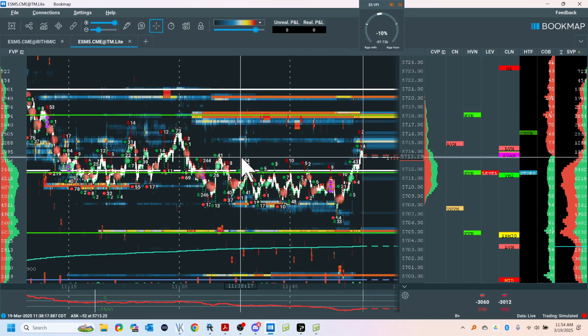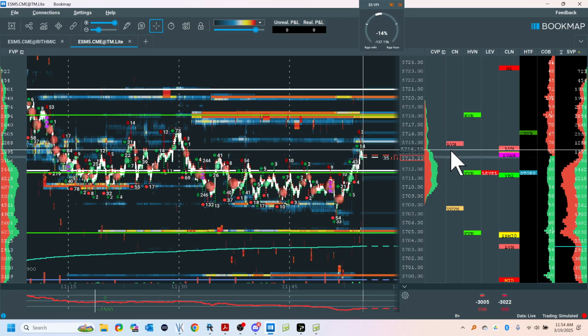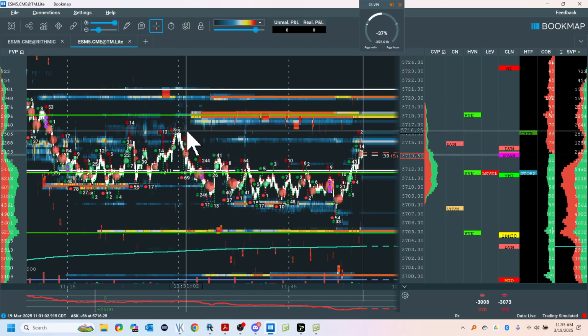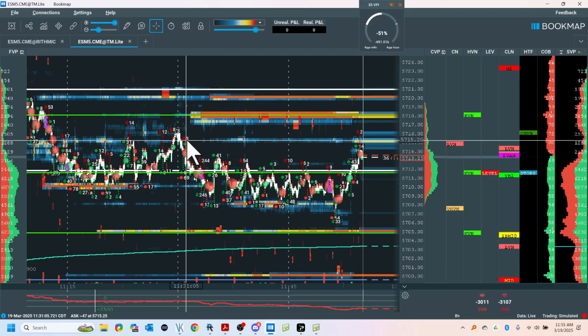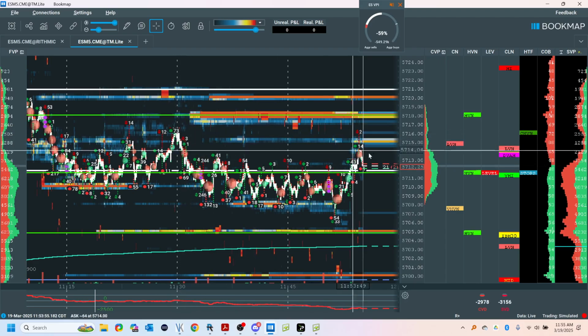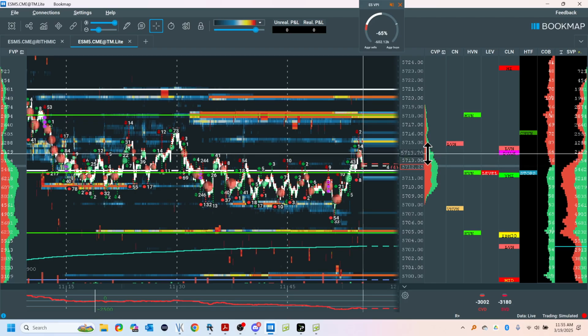But we know where the stops are. They're out here. So this trade would fail out here. So we have to see what happens. Micro high volume is in here. And you could see it right there.